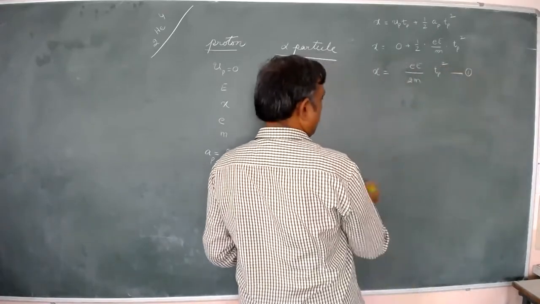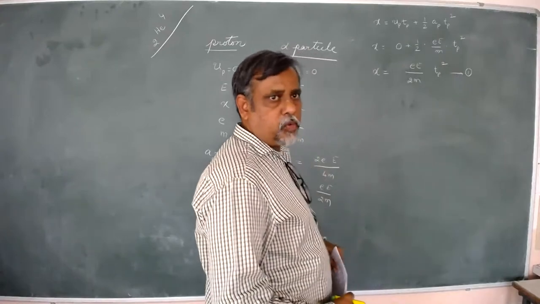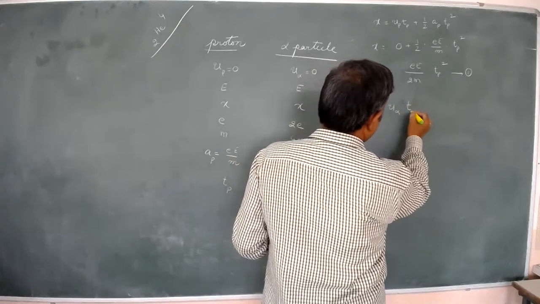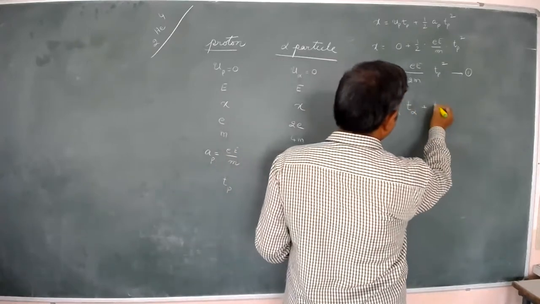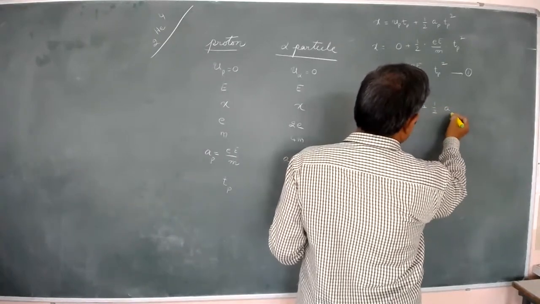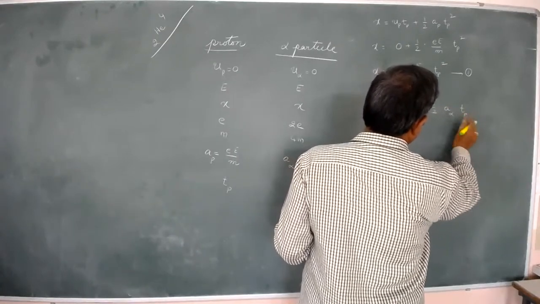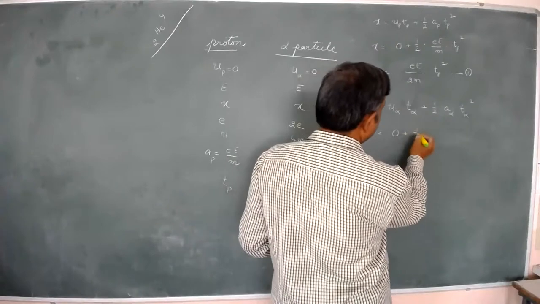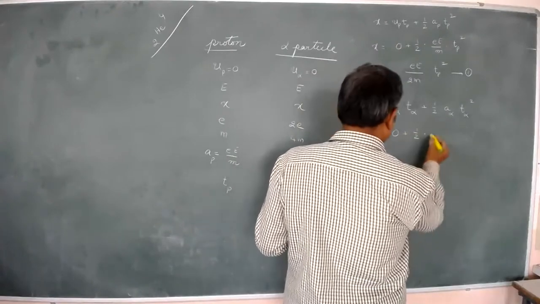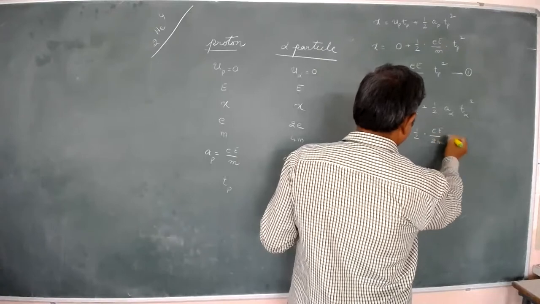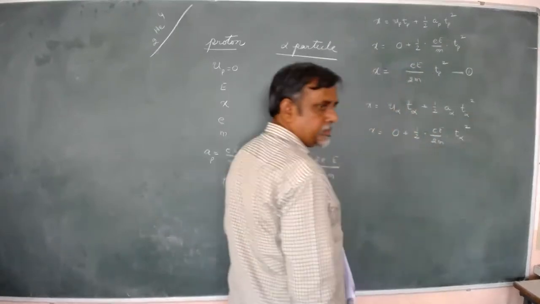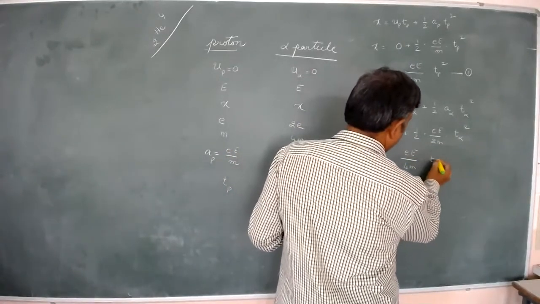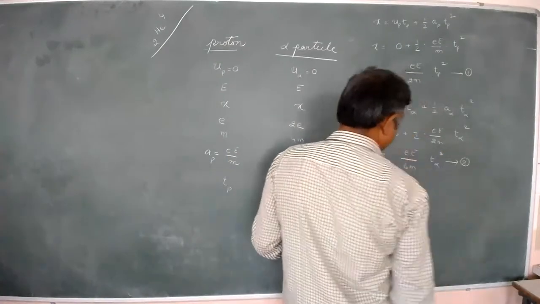Now for the alpha particle, it also covers the same distance. So x is equal to the initial velocity of the alpha particle times the time taken plus half the acceleration of the alpha particle times t alpha squared. So x is equal to 0 plus half into the acceleration of the alpha particle, which is eE by 2m into t alpha squared. Therefore, the distance is equal to eE by 4m into t alpha squared. This is equation two.